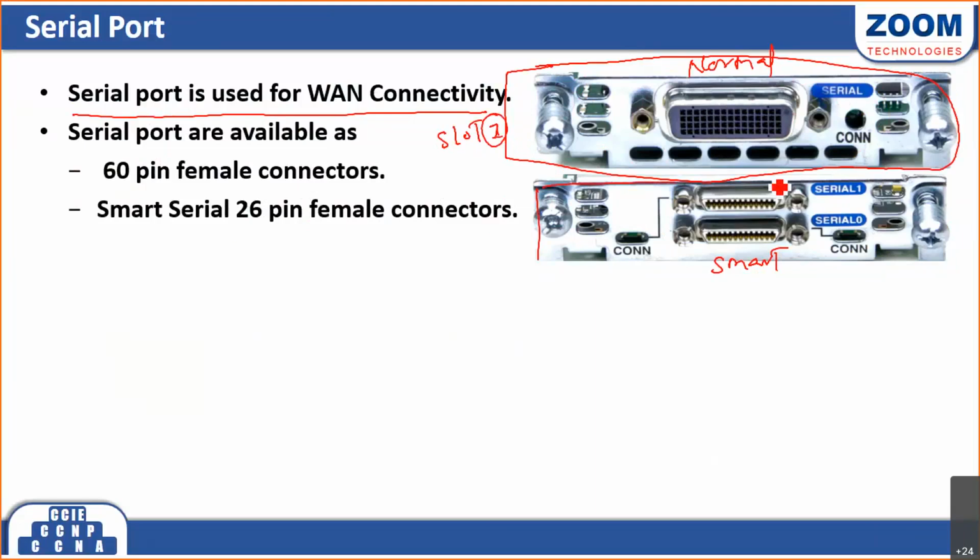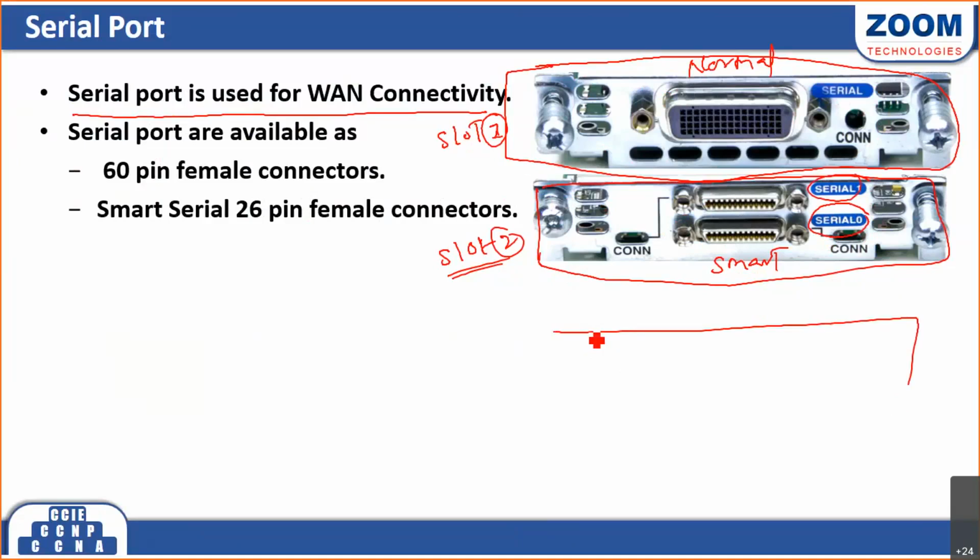If it's smart serial slot, consider it slot 2. In slot 2, how many ports are there? Serial 0 and serial 1. 2 ports are there. So in one slot, one port, that is normal. In one slot, 2 ports, that is smart. So in one slot we can have 2 ports, means branch 1, branch 2, 2 branches we can connect.